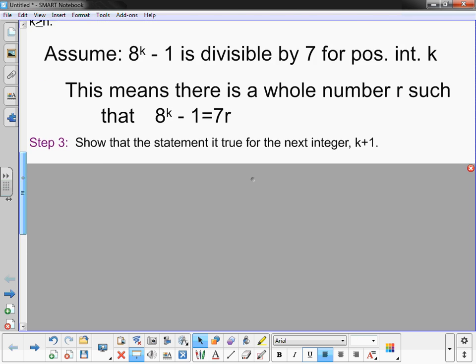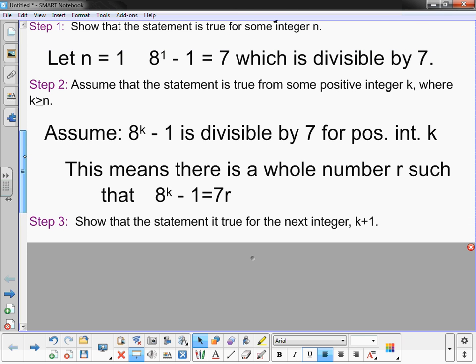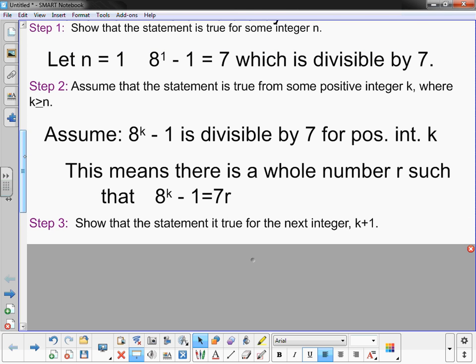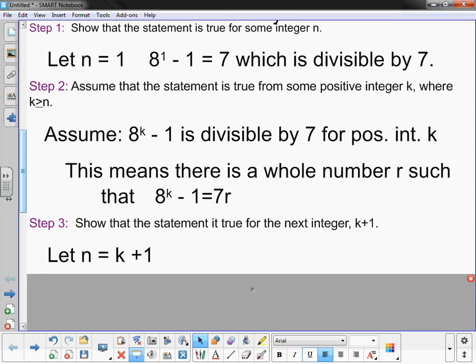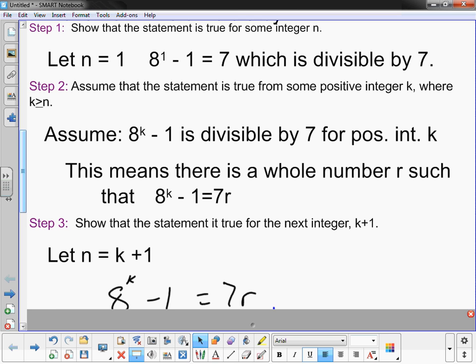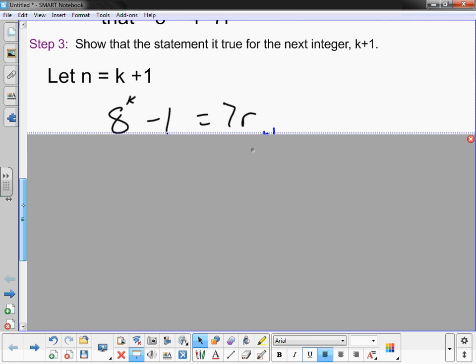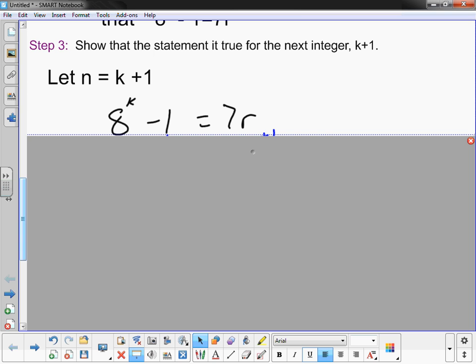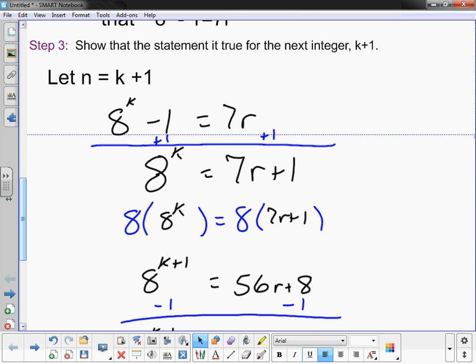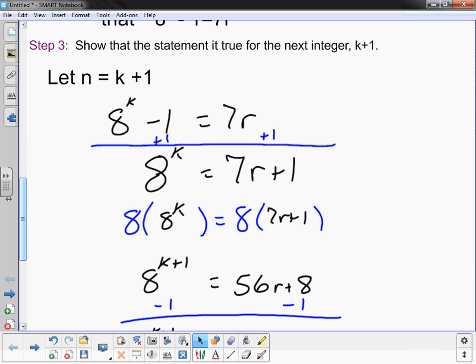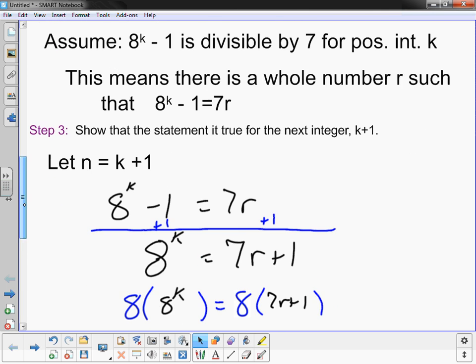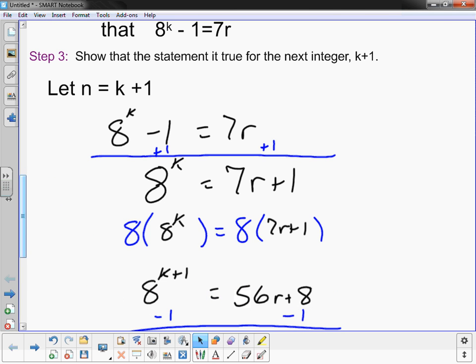Now, our step 3. I have to show that the statement is true for the next integer k plus 1. How do I do that? Well, I let n equal k plus 1. So I start with my problem. 8 to the k power minus 1 equals 7r. I'm going to add 1 to both sides here. So when I do that, I get 8 to the k power equals 7r plus 1.